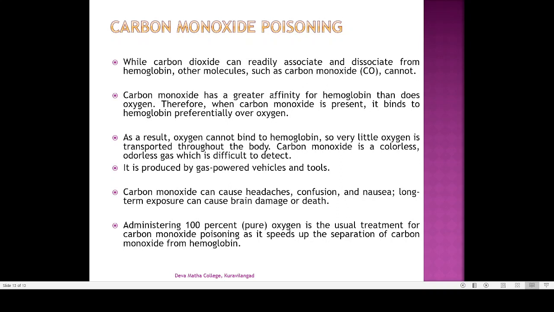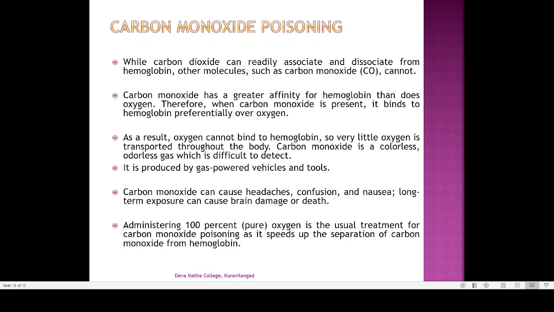Here you can see that carbon monoxide has a greater affinity. The word affinity means attraction. So carbon monoxide has a greater affinity for hemoglobin than does oxygen. So when carbon monoxide is present, it binds with hemoglobin preferentially over oxygen. Preferentially means hemoglobin will give first preference to carbon monoxide. As a result, oxygen cannot bind to hemoglobin, so very little oxygen is transported through the body. So this is the problem of carbon monoxide poisoning.